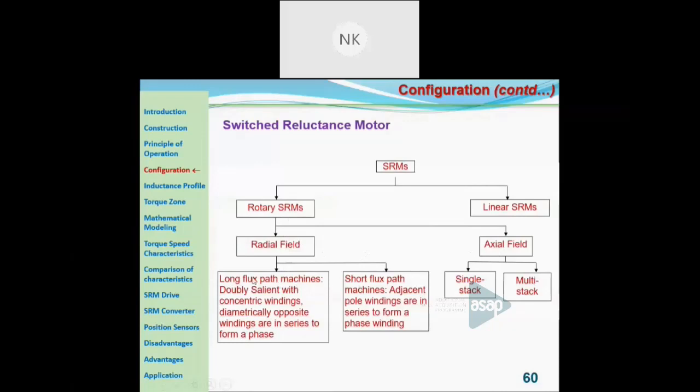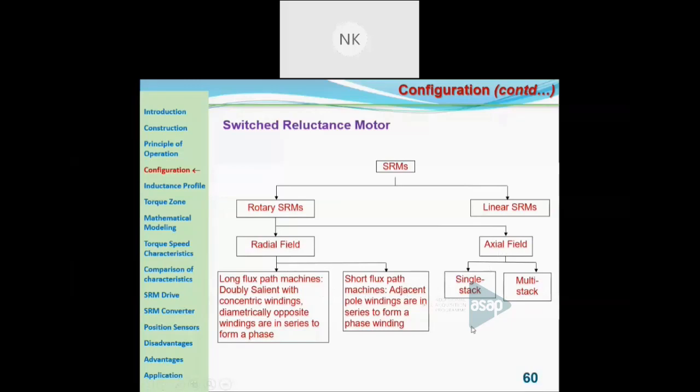In the long flux path machine, you simply connect the diametrically opposite windings in series to form a phase. But in the short flux path machine, the adjacent pole windings have to be connected in series to form the phase winding. That is the only difference. So the axial field type can be a single stack or a multi-stack. Single stack means a single rotor and stator.